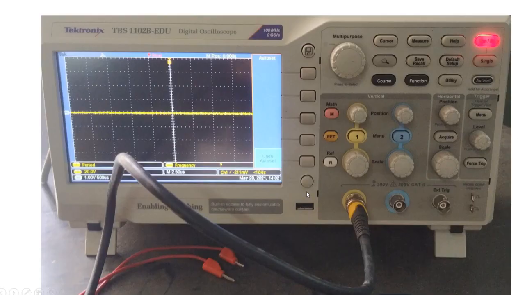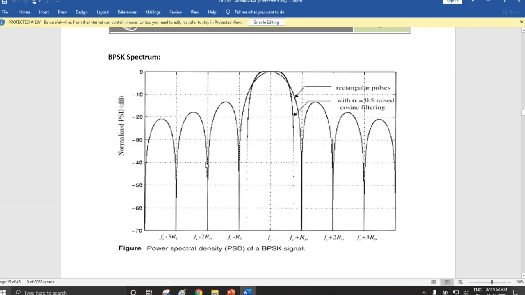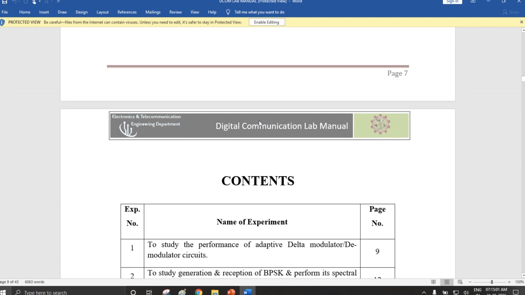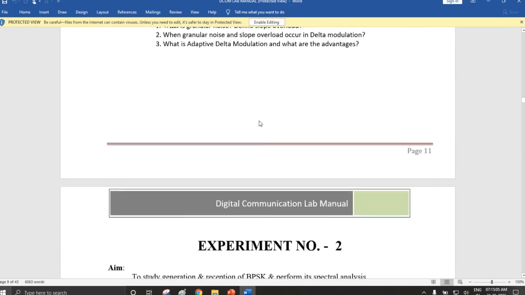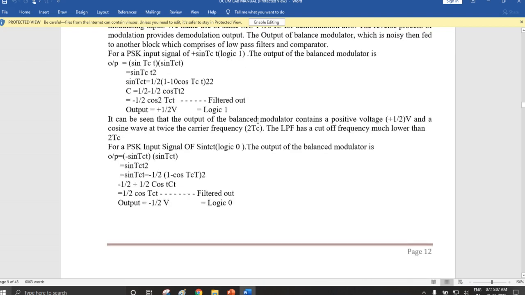By using this FFT button, if you press it and adjust some functions, you can see the spectrum of the BPSK signal. That's how we study experiment number 2, which is the PSK modulation and demodulation.